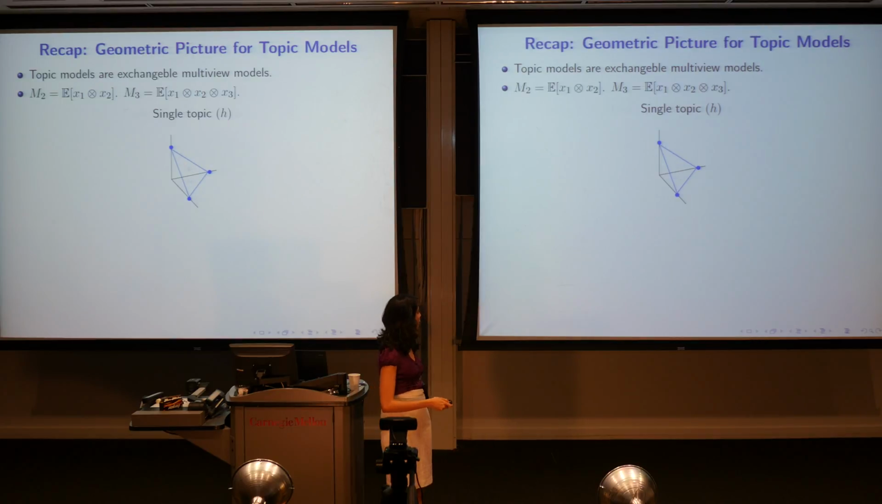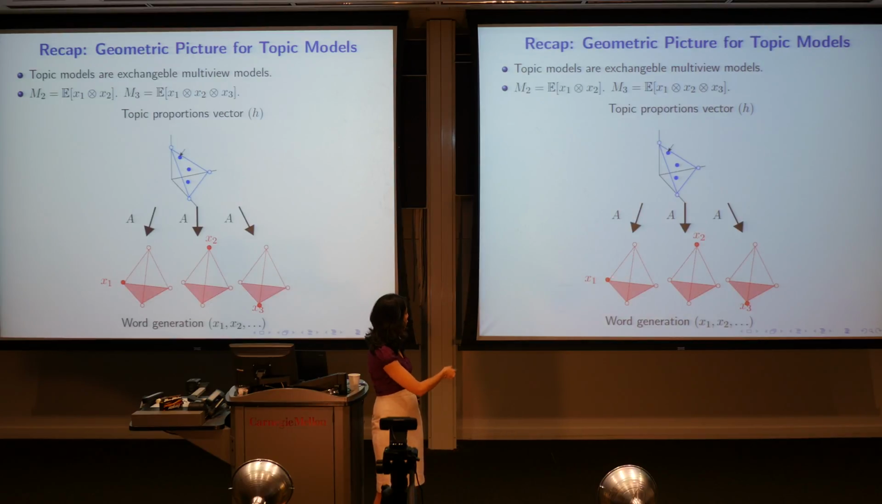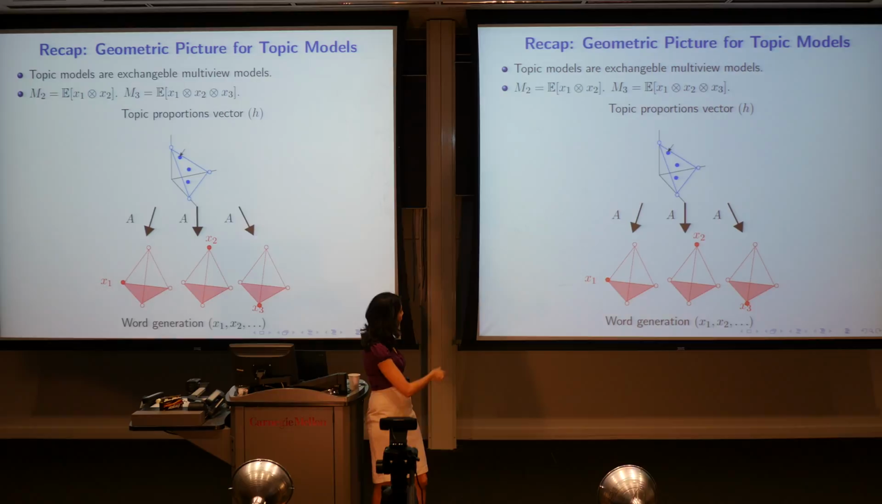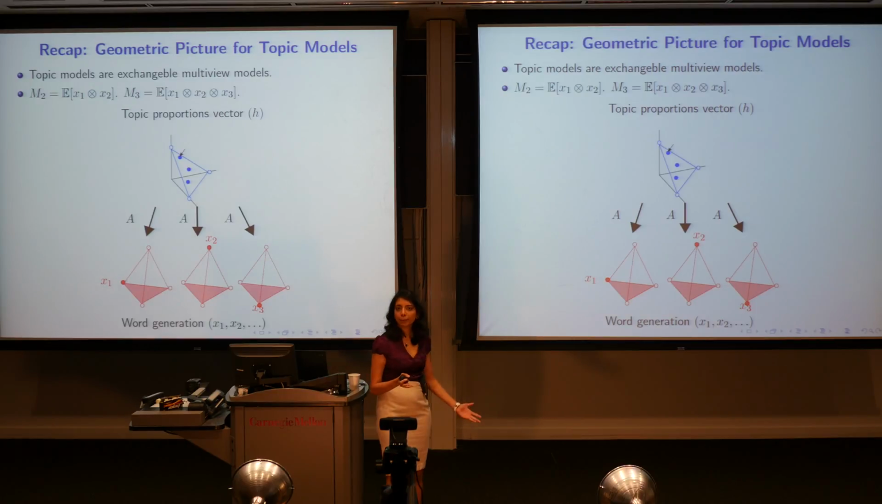So on average, I'm going to take a mixture of the different probability vectors corresponding to different topics. And how I'm going to mix them is given by this proportions vector H. But all the words, again, are conditionally independent given the topic proportions.